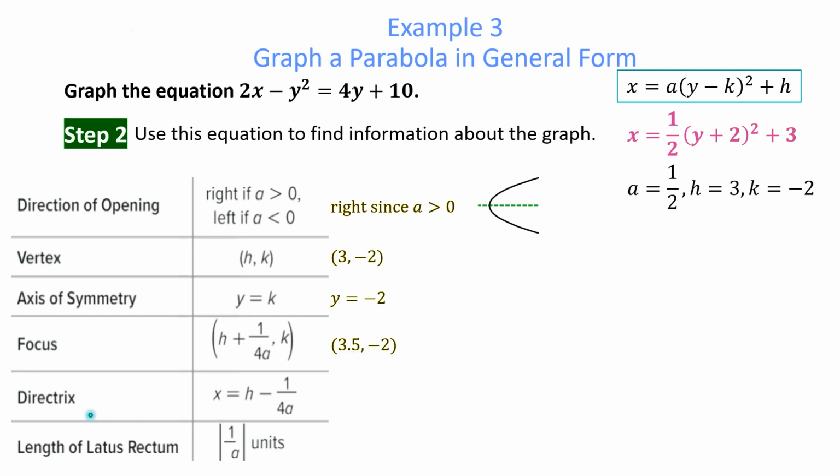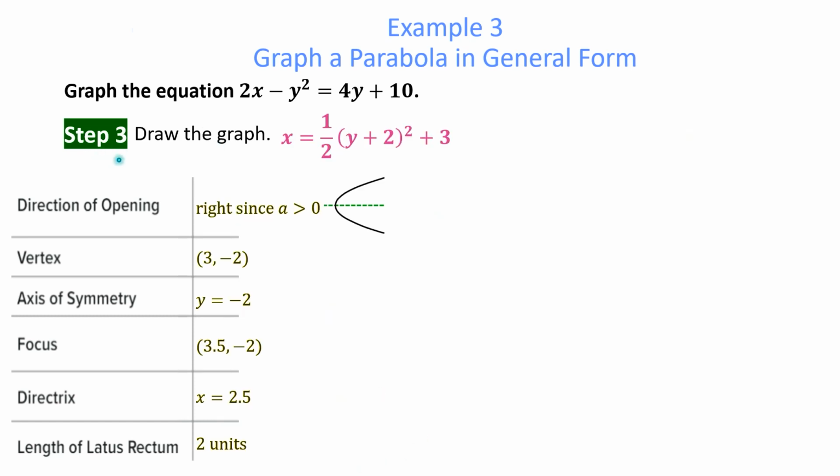The equation of the directrix we can find by substituting values for h and a from here to give us x equals 2.5 when it's simplified. And then the length of the latus rectum we can find by substituting the value for a, which is a half. And when we do that and simplify it, we get 2 units.